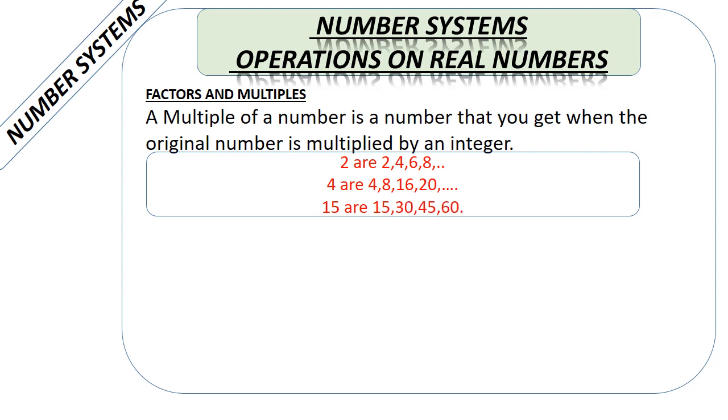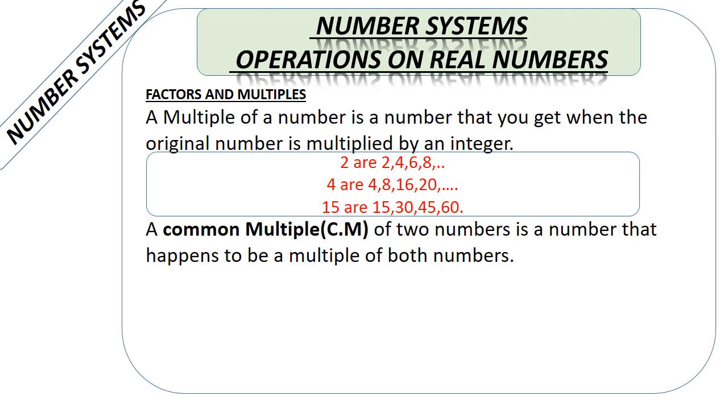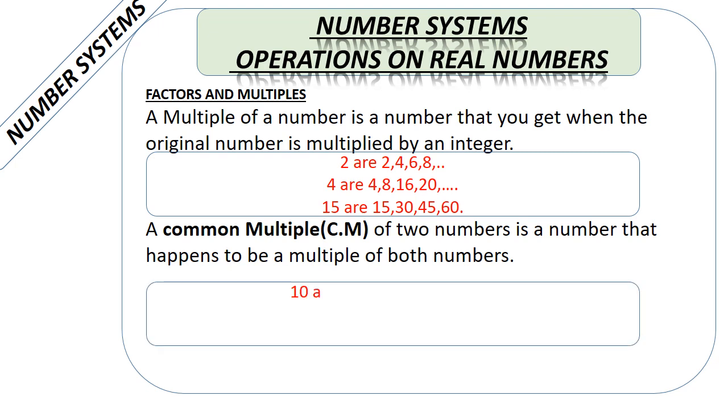On multiples, there's what we call a common multiple, which is represented by CM. A common multiple of two numbers is a number that happens to be a multiple of both numbers. Just like common factors, there are also common multiples. Let's take a look at these examples. The multiples of 10 are 10, 20, 30, 40, 50, 60, just like that. For 15, we have 15, 30, 45, 60, just like that.